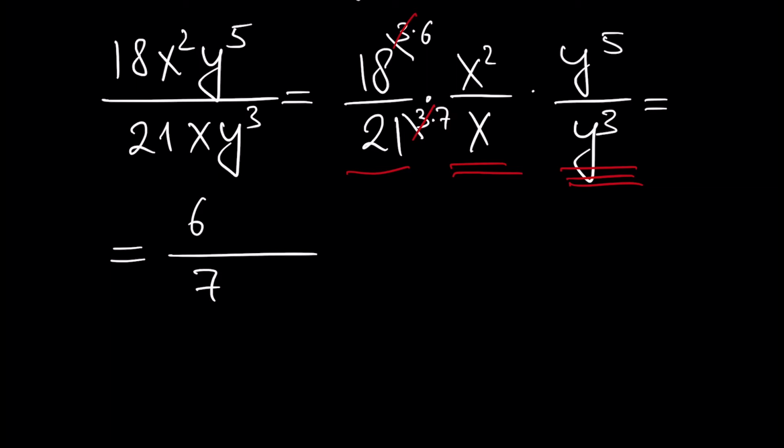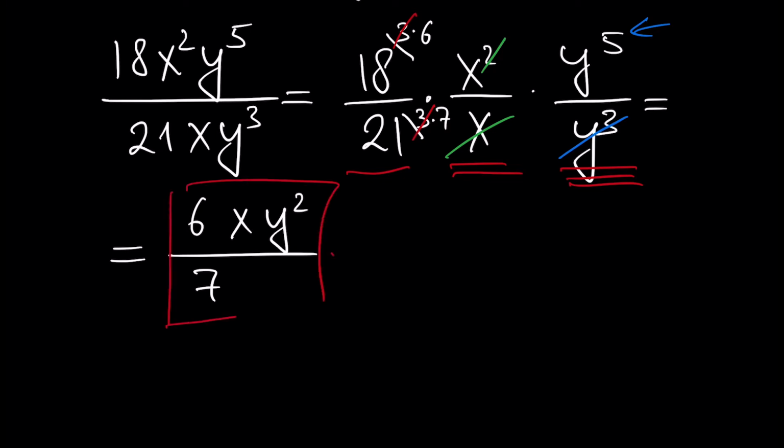From this x, we have cancellation of x and cancellation of these two. So x squared divided by x is x, and we write here x. And from this y, we have cancellation of y cubed, and from the 5, we will have y squared. And this is the final answer after reducing our fraction.